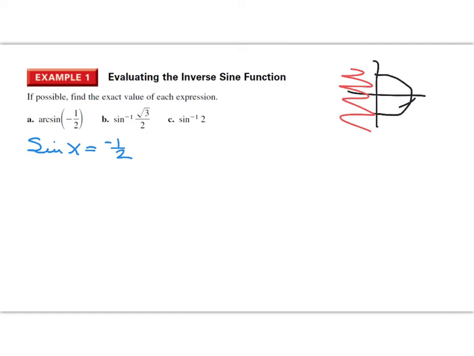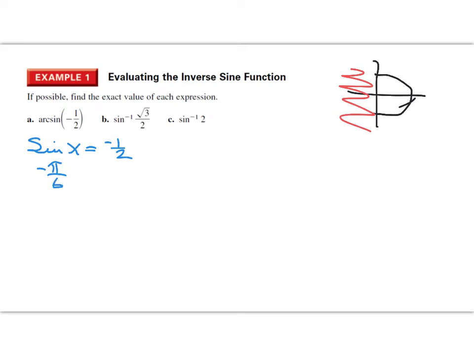And if you do your fingers, right, and you think about 1/2 is 30 degrees. So if 1/2 is at 30 degrees, that means we need negative 30 degrees. So in other words, the answer would be at negative pi over 6. Okay, that was for A.